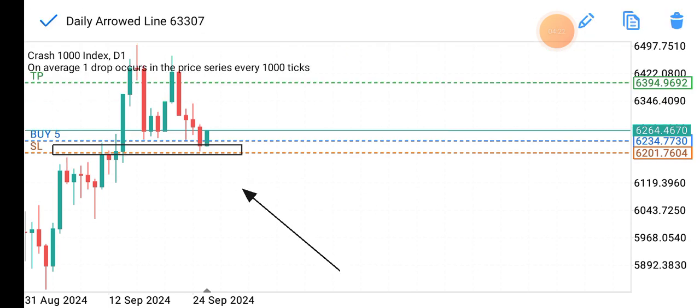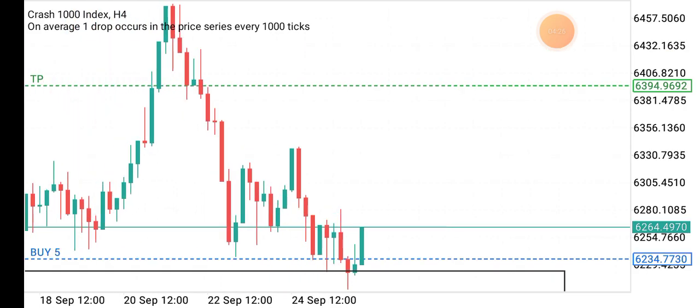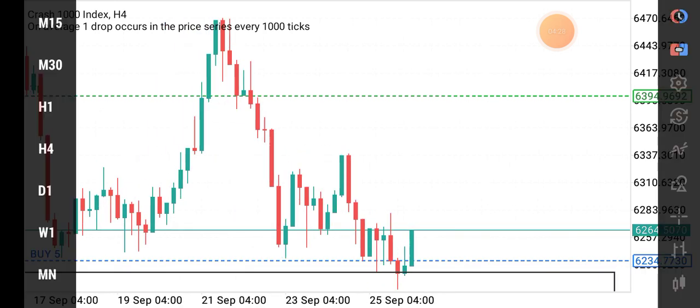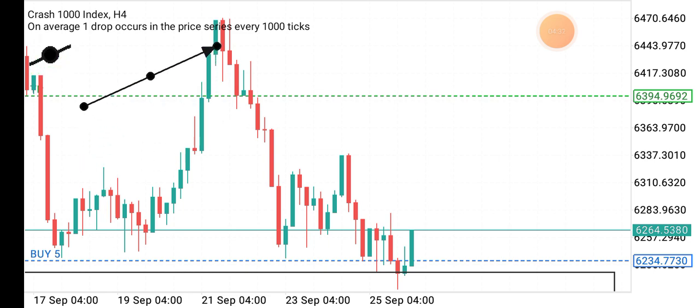So for that reason, I decided to go down to the 4-hourly time frame, and you can see what I told you guys. You can see we have more bearish candlesticks here. Then we started having bullish candlesticks coming in. All right, and you can see they are stuck here.